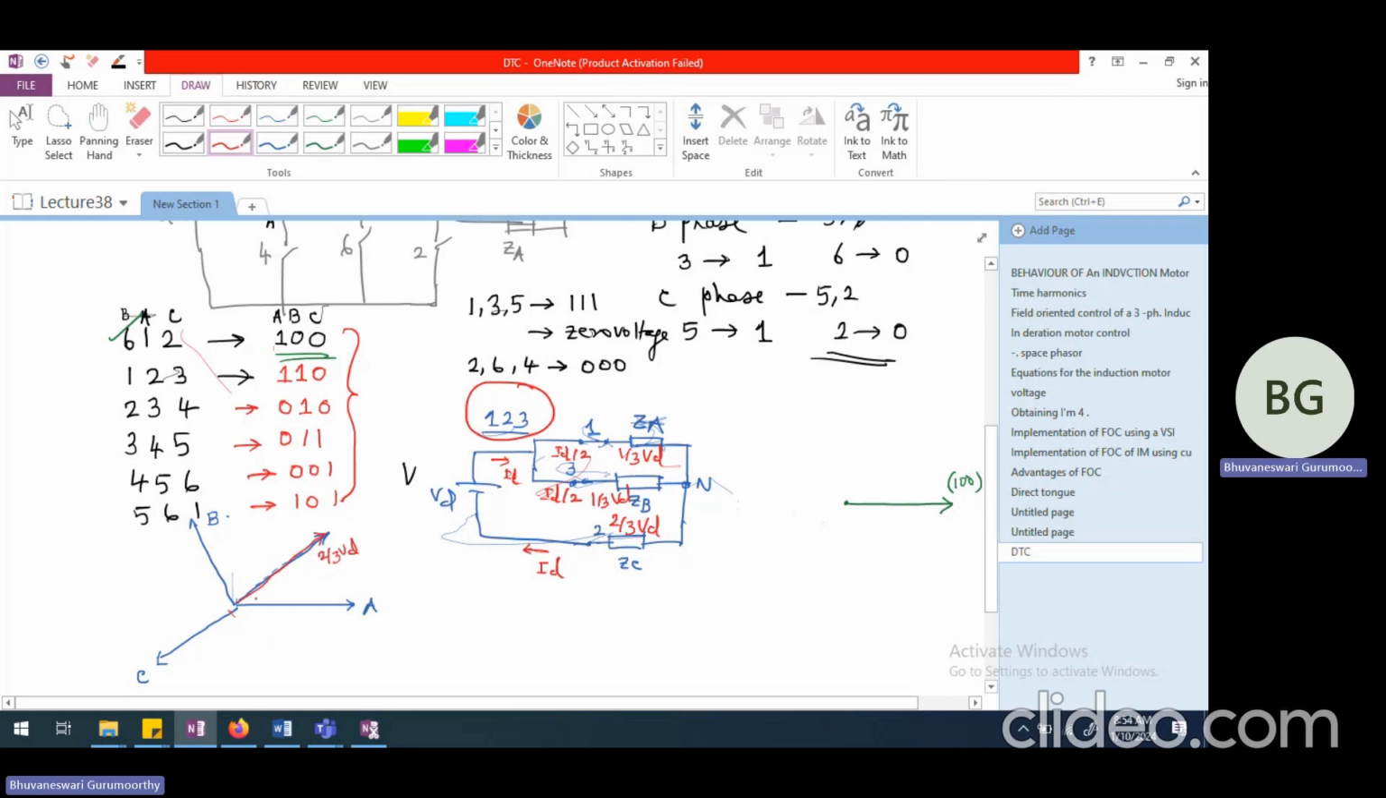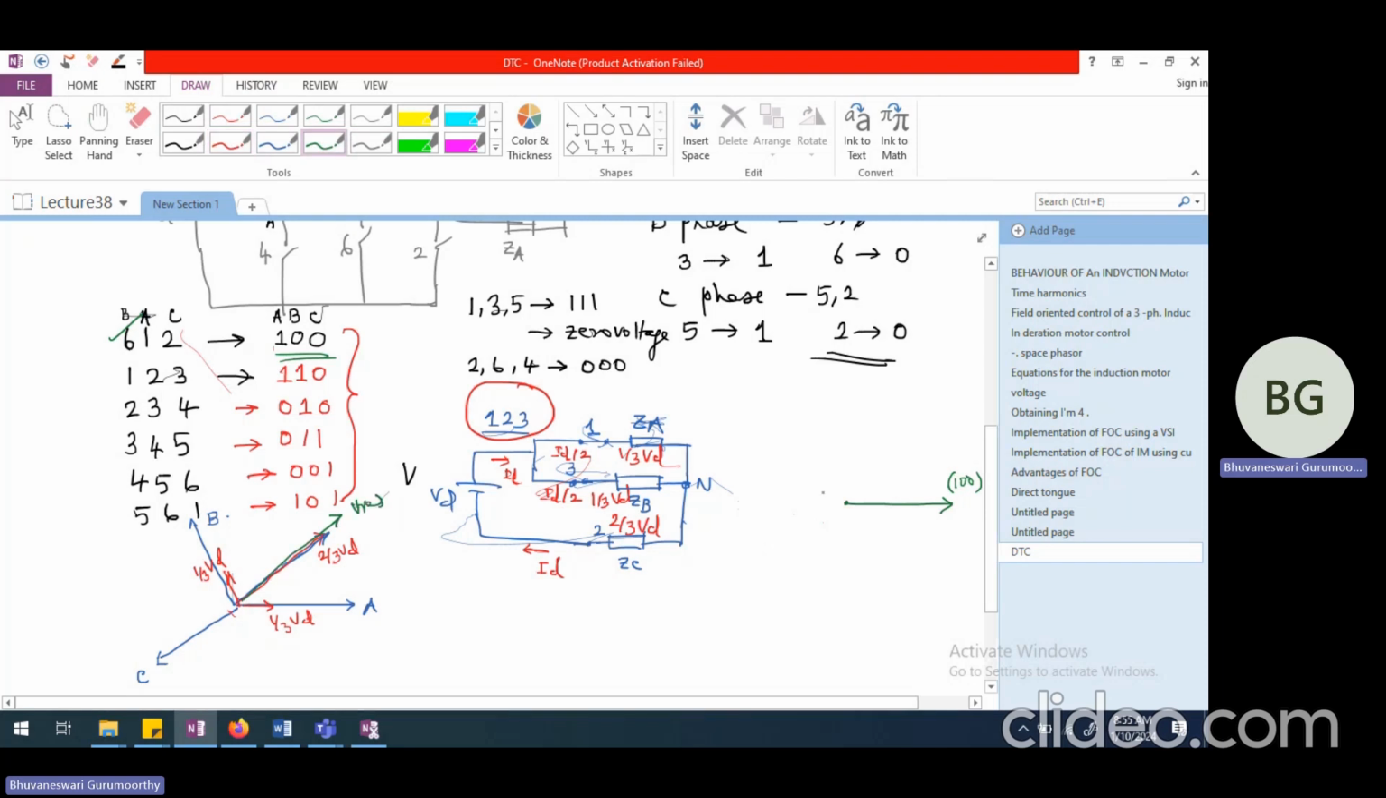Now I'm going to have both B phase and C phase having 1 by 3 VD as the voltage, which is actually on the positive side itself, whereas C is on the negative side because C is carrying the current from the neutral into the phase. So it is a return current. So the resultant is going to be along this itself. So if I try to draw, the resultant will be along this.